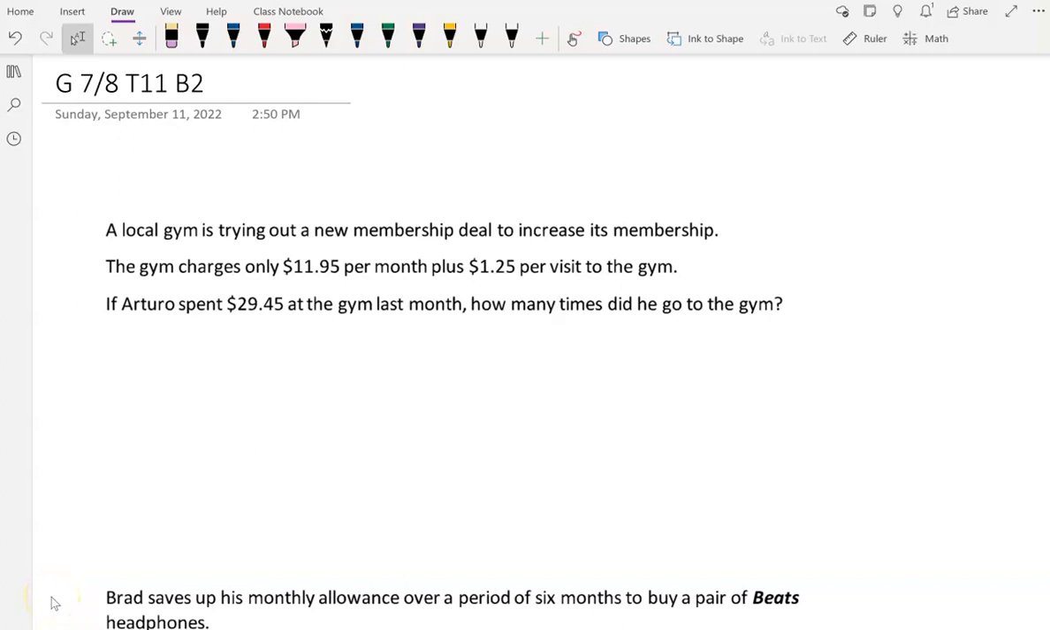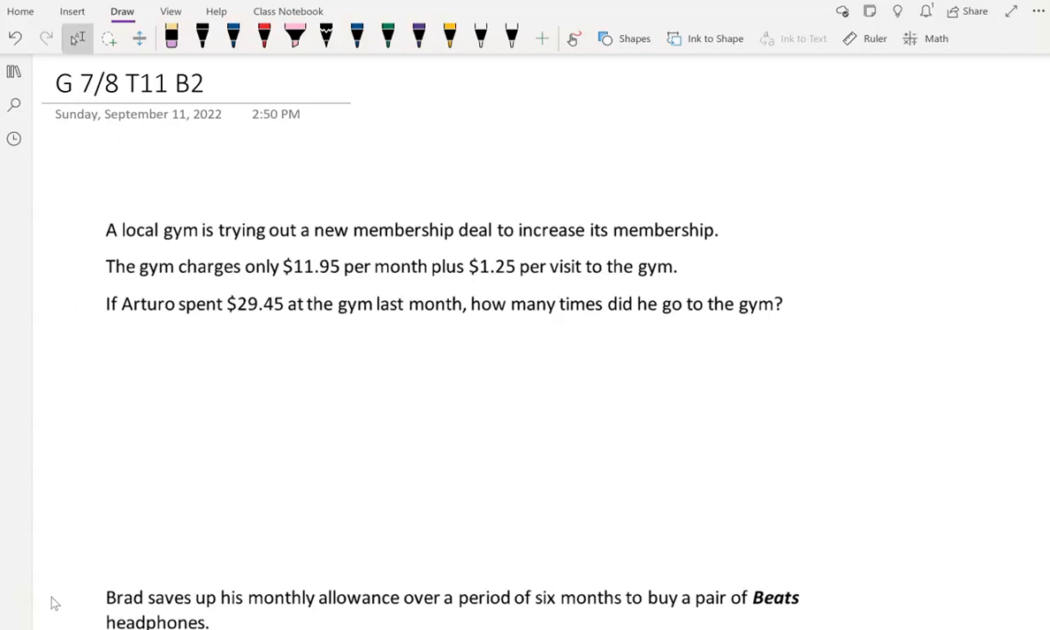Welcome back. We are taking a look today at topic 11, block 2, and we are focusing in on writing and solving two-step equations when given a real-world scenario. So let's take a look at our first question here.